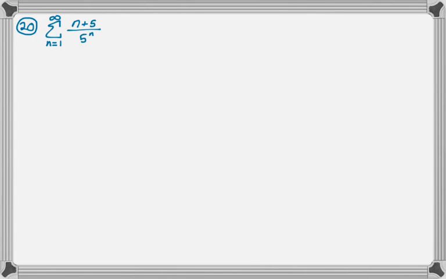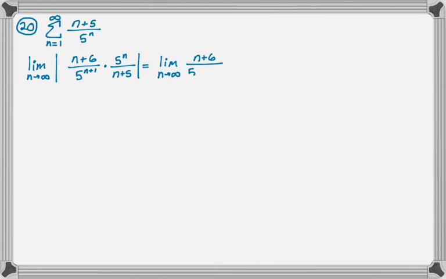So we're going to do the n plus first term. So it's the limit as n approaches infinity. The n plus first term, n plus 1 plus 5 is n plus 6 over 5 to the n plus 1 times the reciprocal of the original. So we get this, and then you can simplify the 5 to the n and the 5 to the n plus 1. So we're just left with n plus 6 over 5 times the quantity n plus 5.